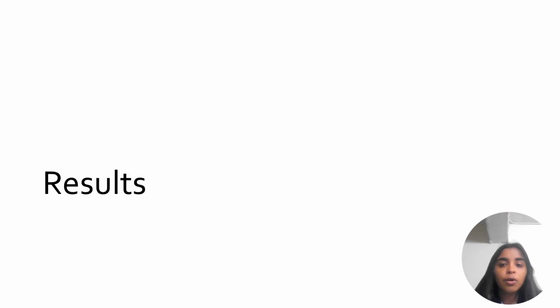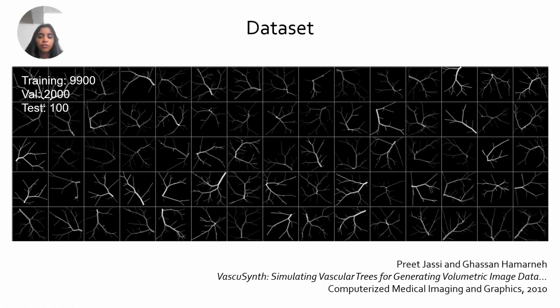Now we will show some results from our experiments. For our experiments, we trained a diffusion model on a dataset of images of synthetic vascular structures, with the aim of using this as our prior for PAT image reconstruction of blood vessel images. We used a software called VascuSynth to generate a dataset of 9,900 training images, 2,000 validation images, and 100 test images.